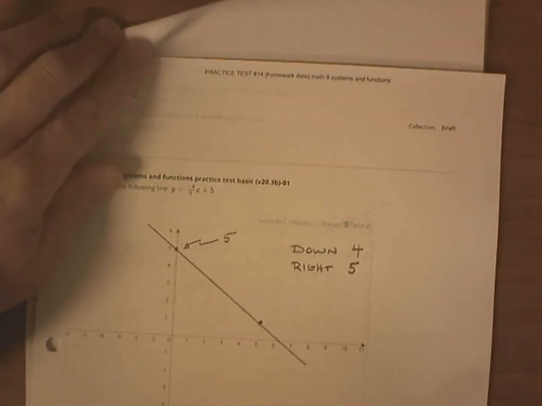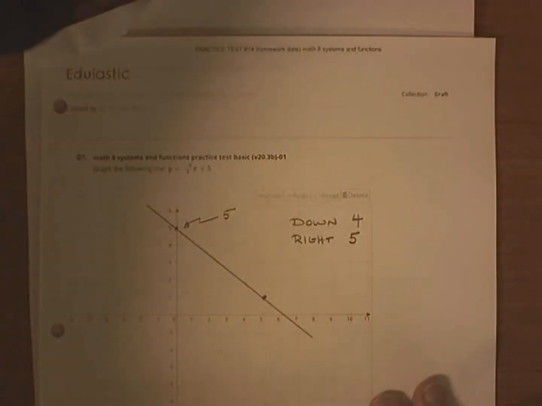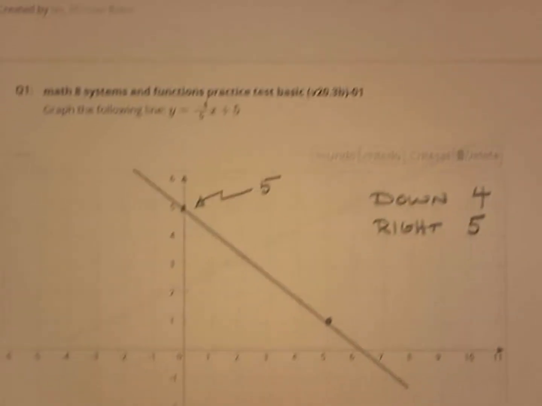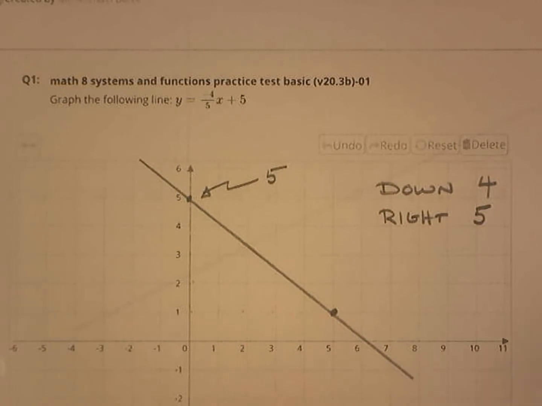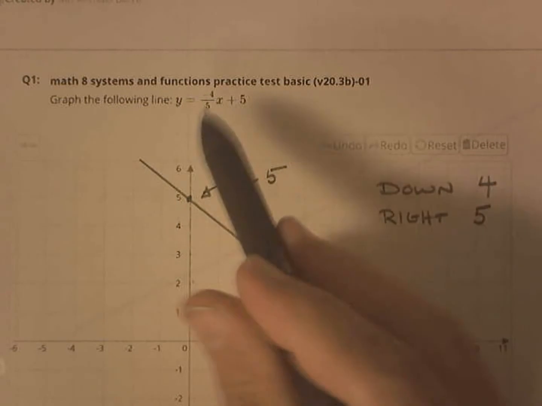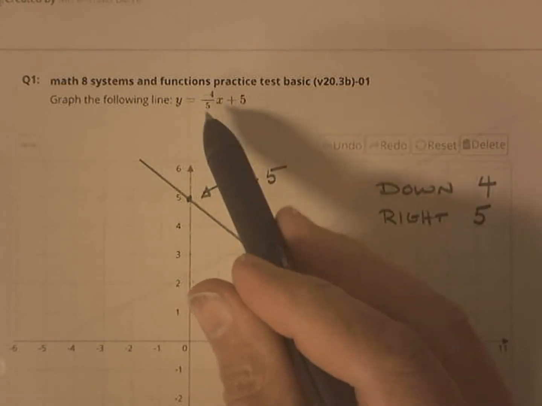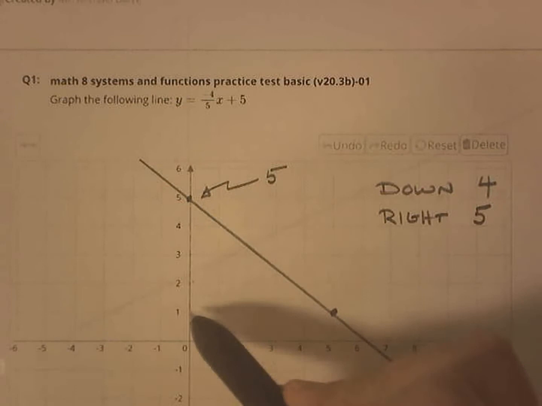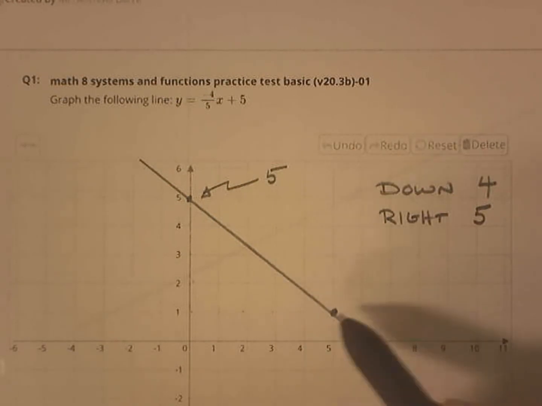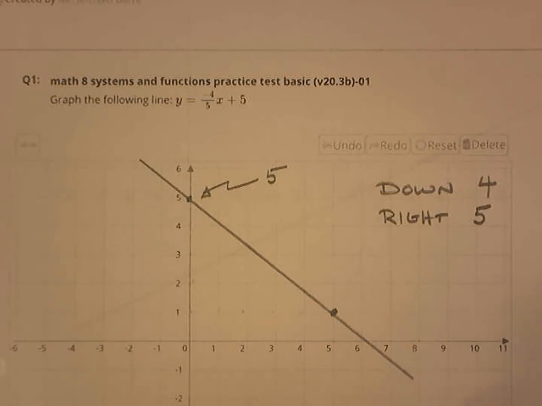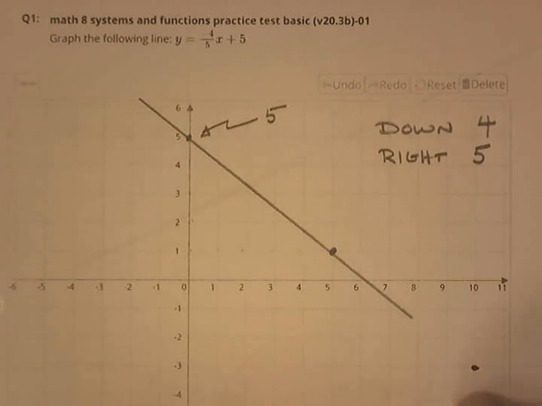So the first question is asking me to graph this equation. It's a slope-intercept equation, so I'm going to start at 5. There I am starting at 5, and then the slope says to go down 4, over 5, so down 4, 1, 2, 3, 4, over 1, 2, 3, 4, 5. If I wanted to, I could put another point right there. And there is my line. Now you can't see that extra point. There's that extra point.